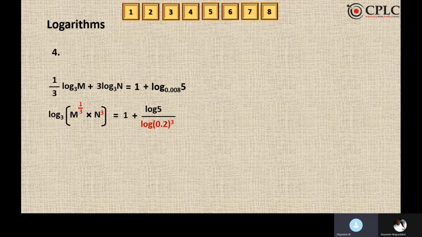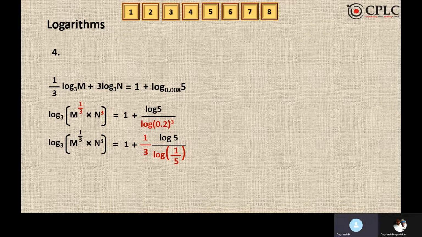On the right side, the first thing that you should do is use change of base. So when you use change of base, you will get 1 plus log 5 upon log 0.008. And that 0.008 can be rewritten as 0.2 cube. Then what will happen? That 0.2 raised to 3, the power of 3 will come ahead, and you will get this 1 plus 1 upon 3 log 5 upon log 0.2.